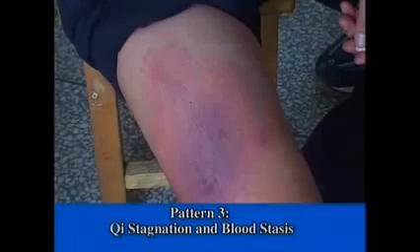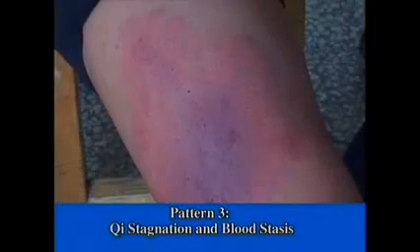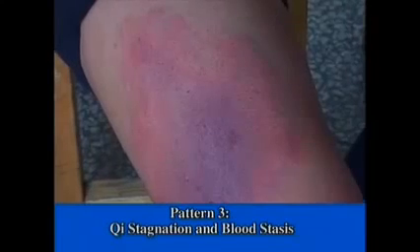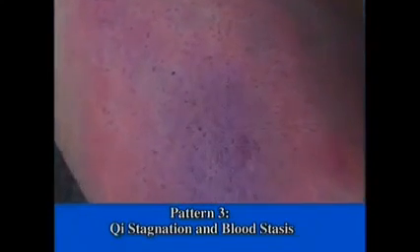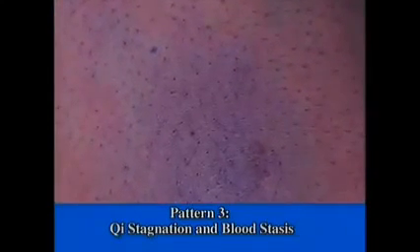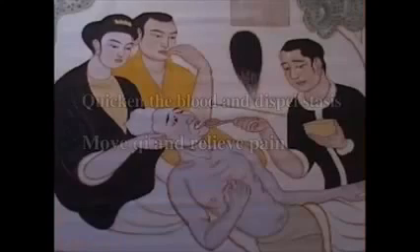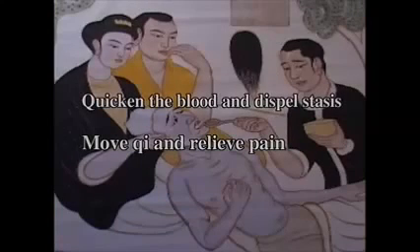Pattern 3. Qi stagnation and blood stasis. The primary presentation is pain that persists after lesions have cleared, insomnia, a dark purplish tongue with white fur and a string-like pulse. Treatment principle: quicken the blood and dispel stasis, and move qi and relieve pain.